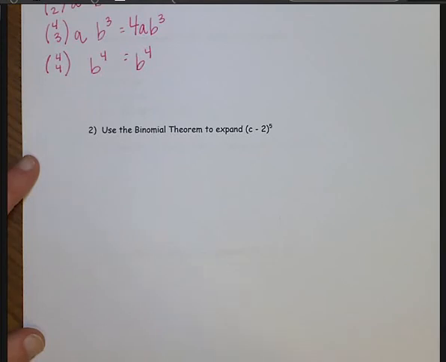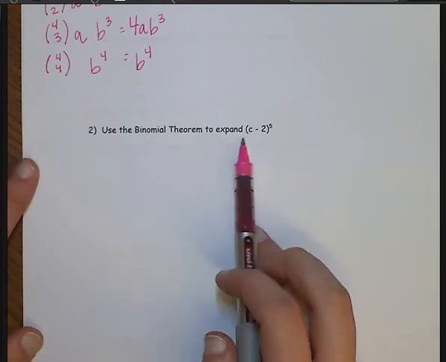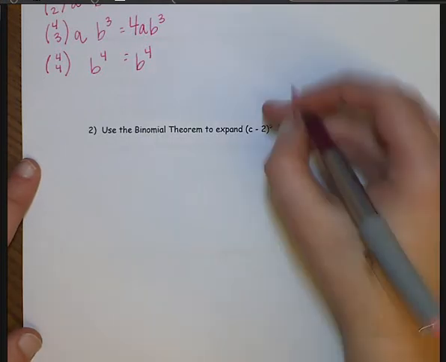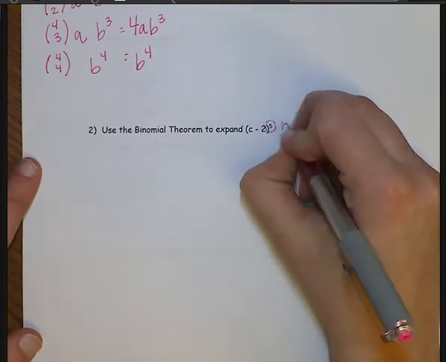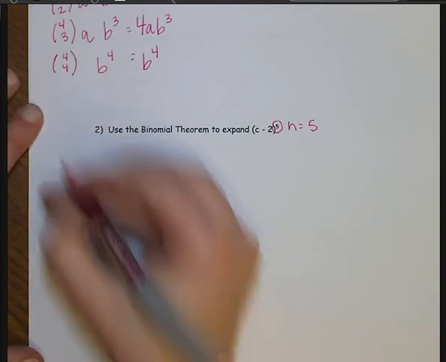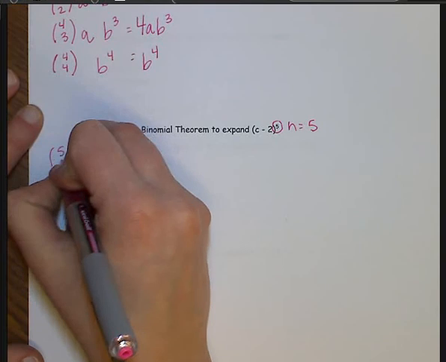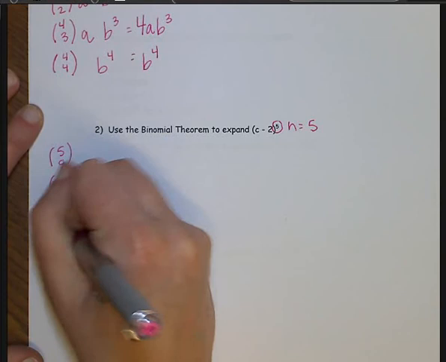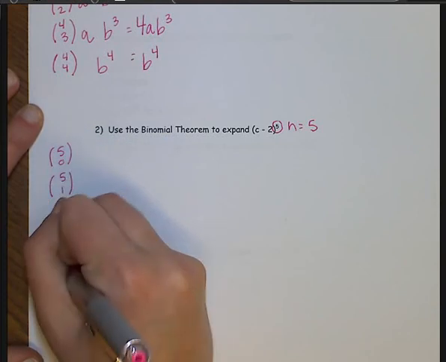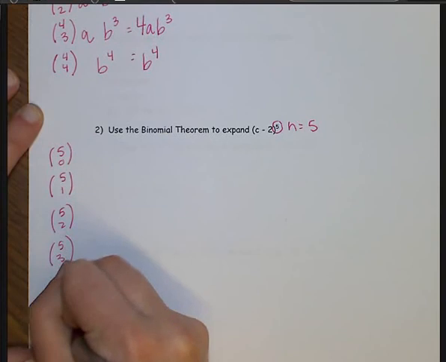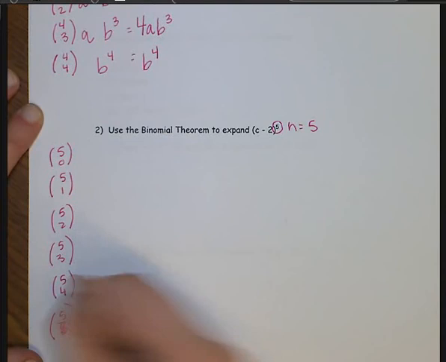Alright, so let's look at example 2. This time we're going to expand c minus 2 to the 5th power. So first I need to see what's my n. My n here is my exponent, so n equals 5. So whenever I write my combinations, I'm going to start with 5 choose 0, 5 choose 1, 5 choose 2, 5 choose 3, 5 choose 4, and 5 choose 5 will be my last one.